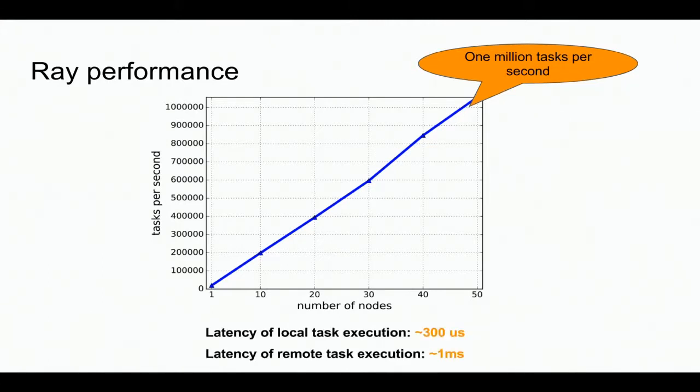Also, in terms of latency, for local scheduling decisions, we can schedule tasks, execute tasks, and get the result for very small tasks in 300 microseconds. And to do the same thing on a remote node can be done in about a millisecond.